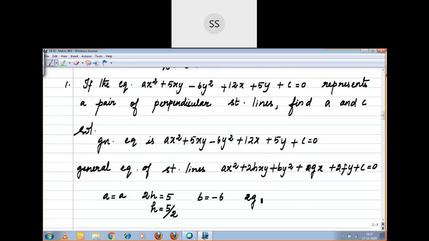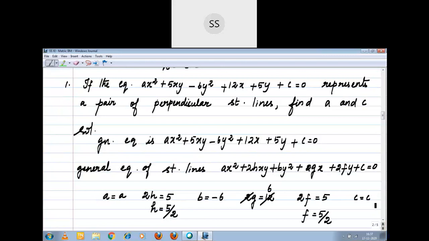Next, the coefficient of x in the general is 2g, and in the given equation it is 12, so g = 6. The coefficient of y in the general is 2f, and in the given it is 5, so f = 5/2. The constant is the same in both, so c = c.